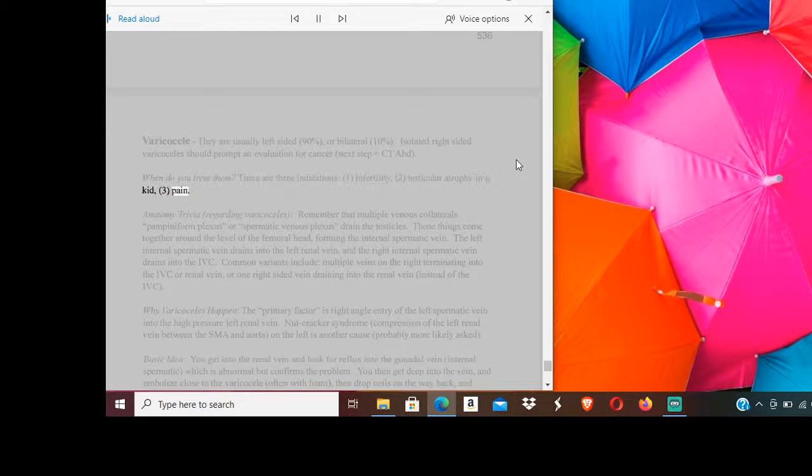Anatomy trivia: regarding varicoceles, remember that multiple venous collaterals, the pampiniform plexus, or spermatic venous plexus, drain the testicles. Those things come together around the level of the femoral head, forming the internal spermatic vein. The left internal spermatic vein drains into the left renal vein, and the right internal spermatic vein drains into the IVC. Common variants include multiple veins on the right terminating into the IVC or renal vein, or one right-sided vein draining into the renal vein, instead of the IVC.